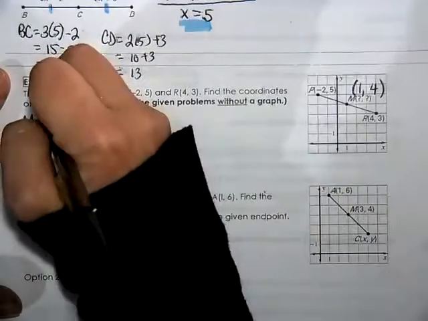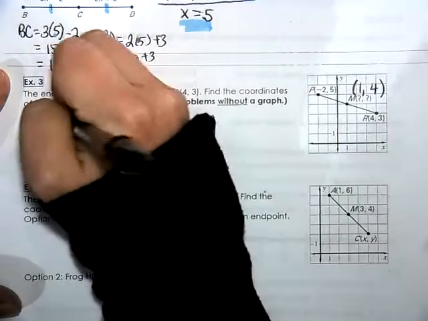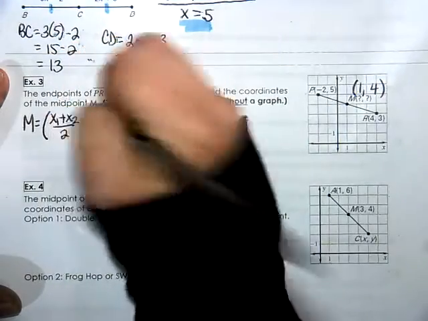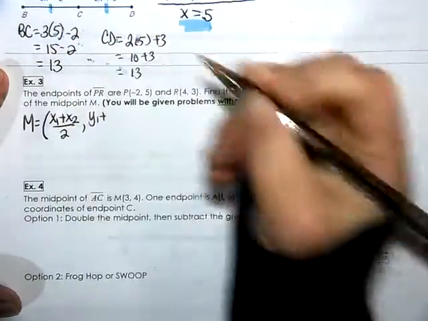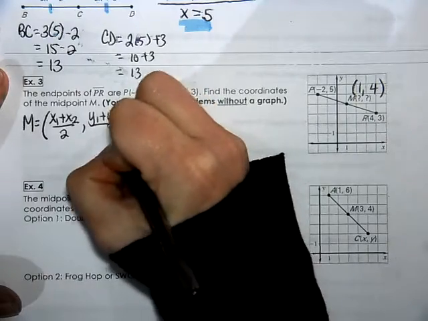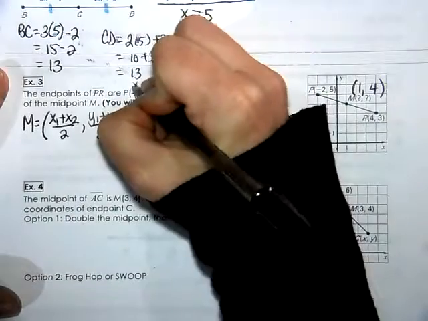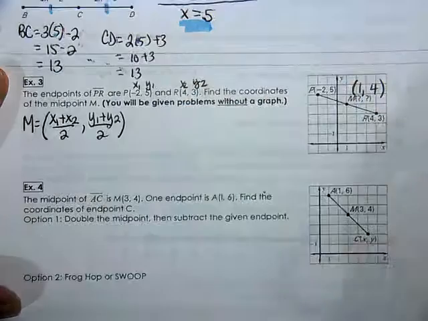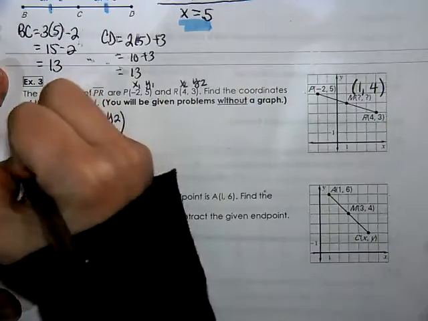Now remember, the midpoint formula is the average of our x's, so x1 plus x2 cut in half, and the average of our y values, which is y1 plus y2 cut in half. And if it helps you to label x1, y1, and x2, y2, please make sure that you do that. If you don't need to, that's okay too.